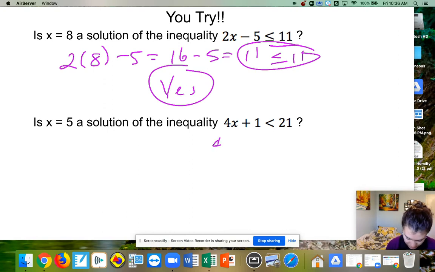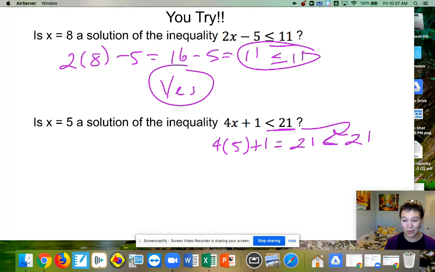Here we'll do 4 times 5 plus 1. That is going to equal 21, so bring this part over. We get less than 21. So this is saying, is 21 less than 21? No, 21 is equal to 21. So this one is going to be false. So this is not a solution.